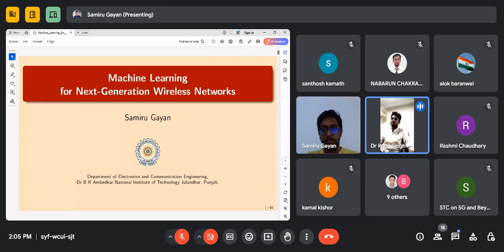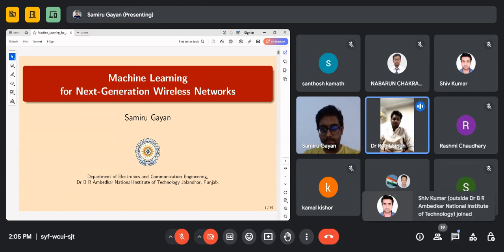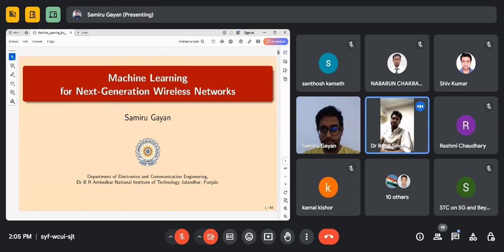He is also very good in research, and his research includes integrated sensing and communications, satellite communications, and signal processing for wireless communication. He holds several reputed publications in conferences and journals. His presentation today, as shown in this slide, is on machine learning for next generation wireless networks.